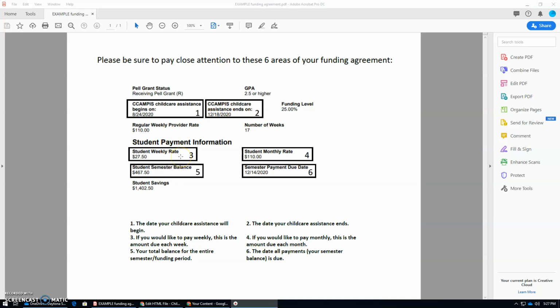Area 3 is your weekly rate. Should you choose to pay weekly, this is the amount due each week. Area 4 is your monthly rate. Should you make monthly payments, this is the amount that's due each month.